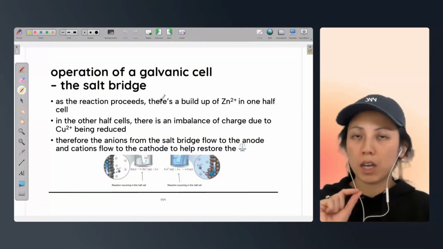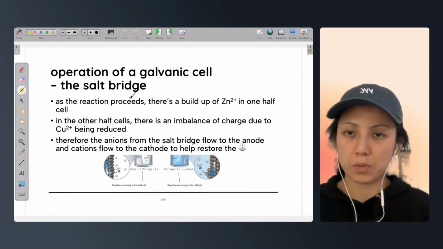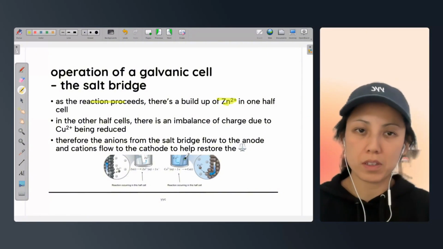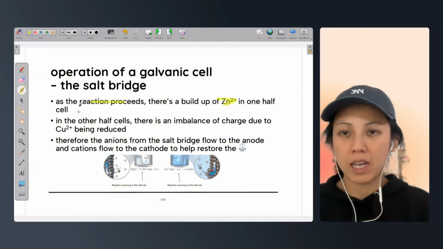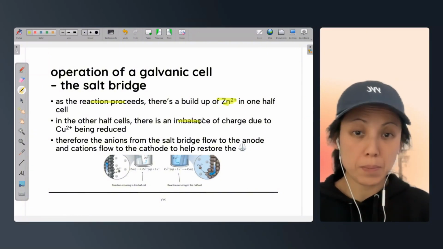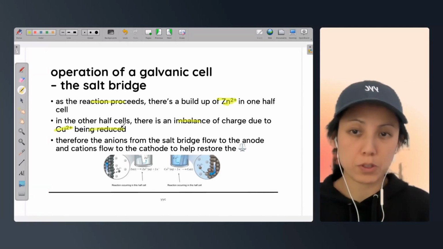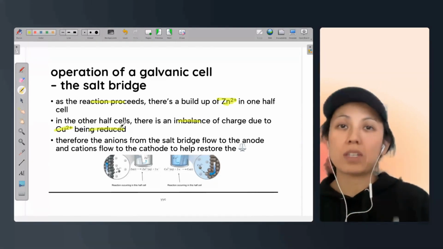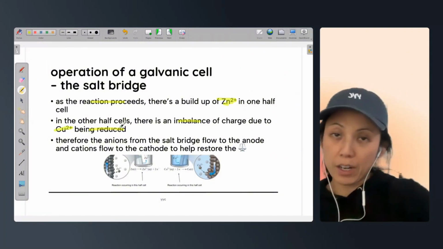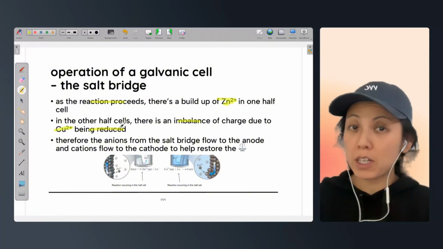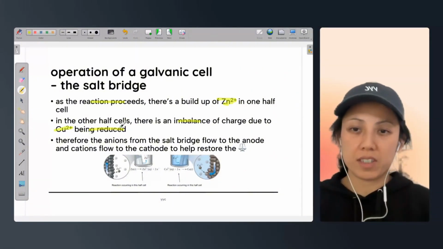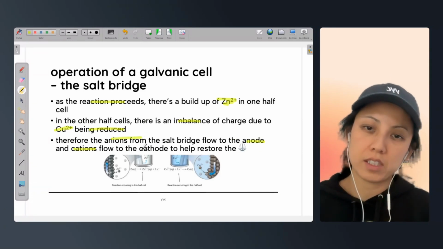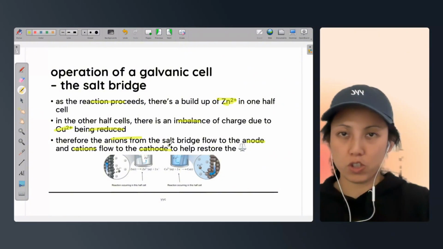The salt bridge. I've talked about it a little bit, but let's just summarize it in words. As the reaction proceeds, there's going to be a buildup of 2 plus ions in one half cell. In the other, there's going to be an imbalance of charge because that is being reduced, so you're losing that from the electrolyte. Therefore, the anions and cations will flow to the anode and the cathode respectively to make sure those charges remain constant. So anions to the anode, cations to the cathode, just to restore that balance in charge.